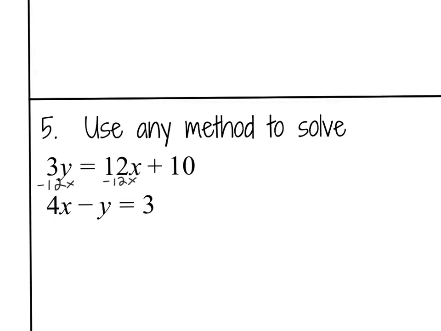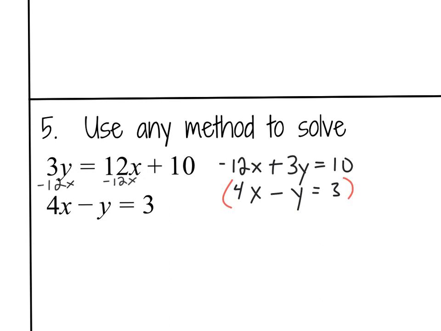So when I rewrite my new problem, I will have negative 12x, a positive 3y equal to the 10 that's left over there. Now, of course, here we have 4x, and then minus y, and then equals 3. And so I am going to take the bottom equation to get a common multiple. I'm going to get rid of the x's, by the way. So I'm looking between the 4 and the 12, and if I take that 4 and multiply it by 3, that should work out so that everything will cancel out.